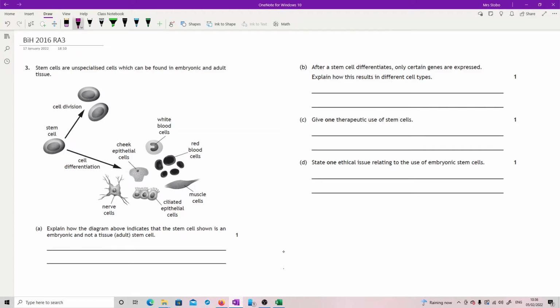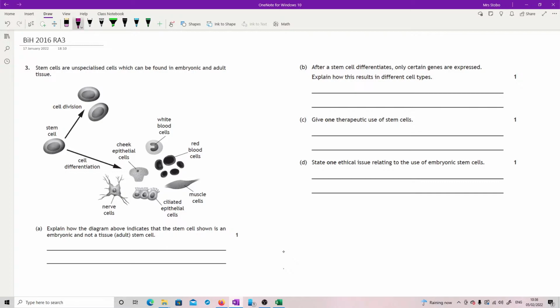cells. Question 3. Stem cells are unspecialised cells which can be found in embryonic and adult tissue. Okay, we have a nice picture of this. We've got a stem cell going through its self-renewal, so cell division, and a stem cell going to cell differentiation, giving you a huge pile of different ones. So we know that that's an embryonic stem cell because we have lots of different tissue production. Okay, which is the first question.